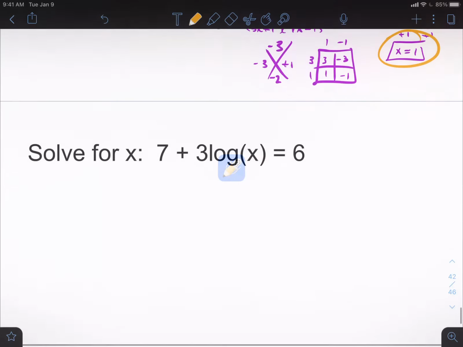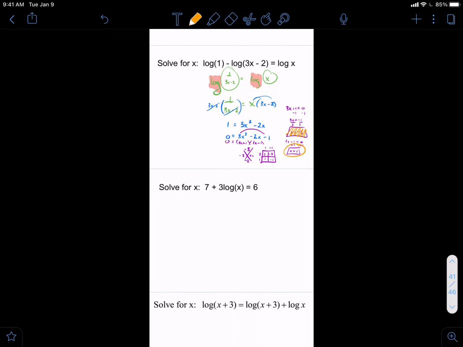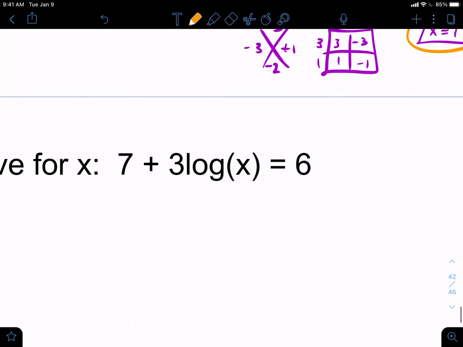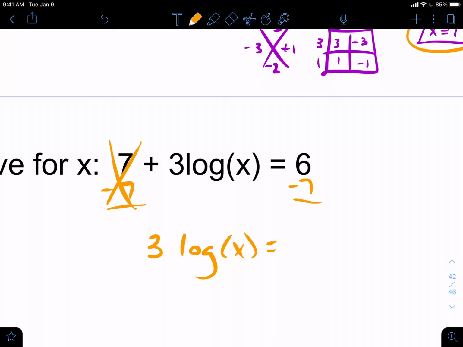Looks like we have a couple more problems here for sure. 1, 2, 3, 4. So we'll keep rolling through these. So again, this one only has one log, so we should try to isolate. So I'm going to subtract this 7 from both sides. So I'll have 3 log of x is equal to negative 1.